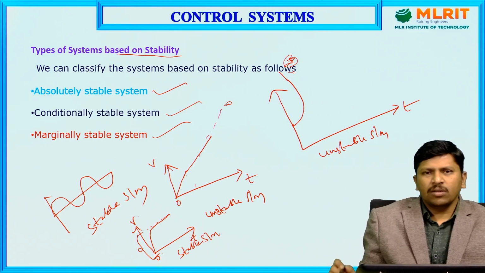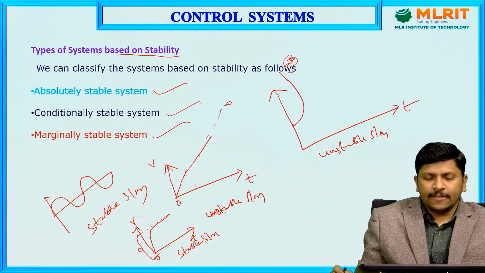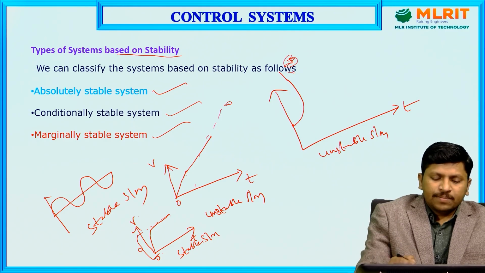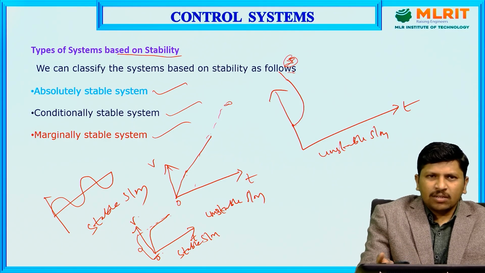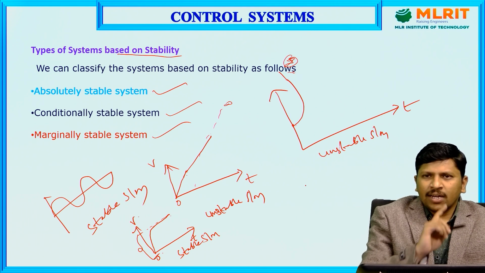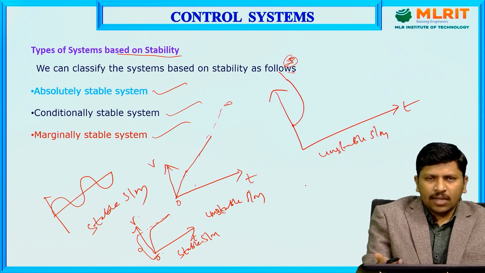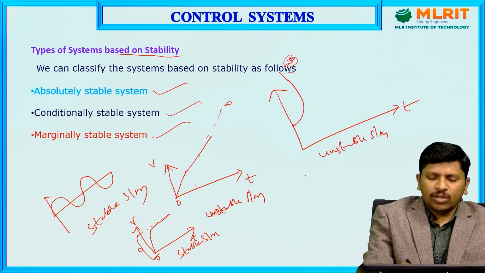So for stable systems, simply, we can divide the systems based on the poles. If the poles are present on the left side of the S plane, that is, all the poles are lying on the left half of the S plane, then the system is a stable system. So, for example, I am going to divide the systems based on the poles.